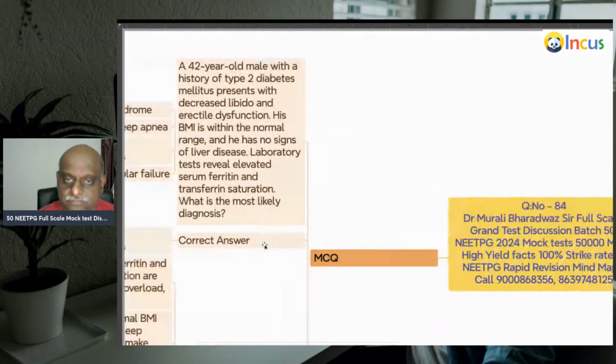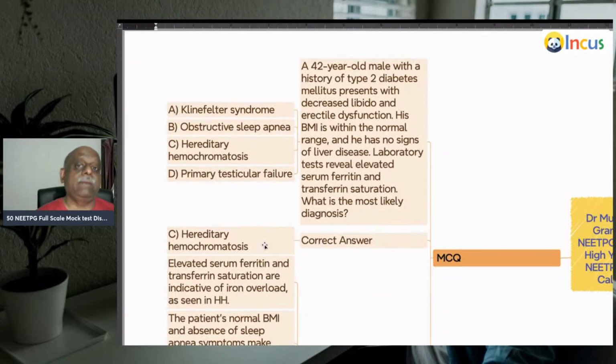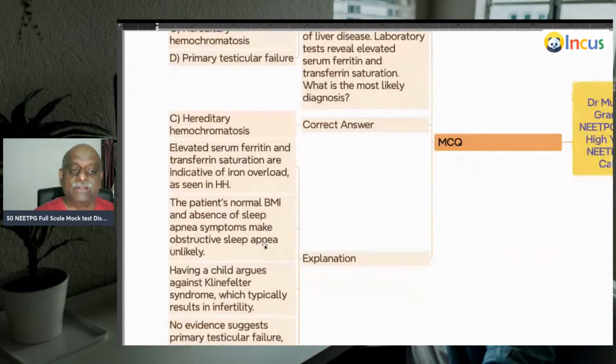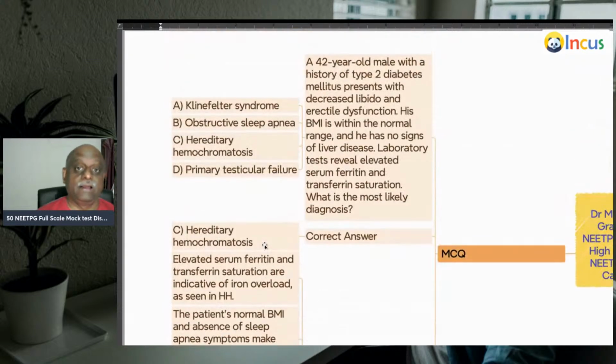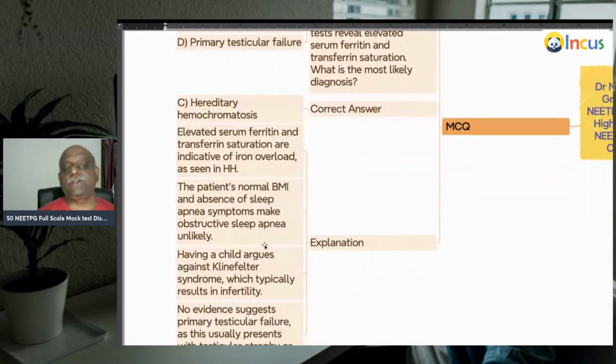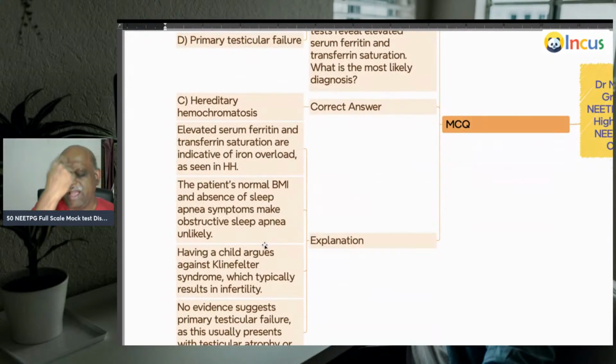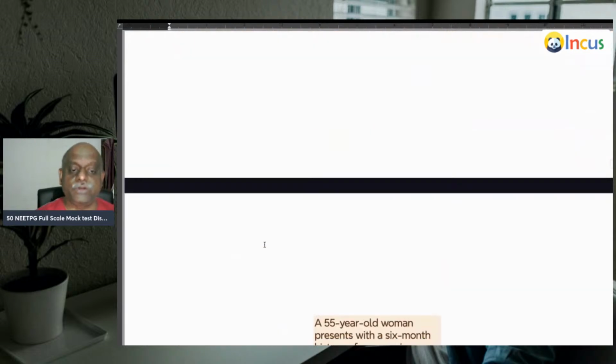A 42-year-old male with a history of type 2 diabetes, decreased libido, but BMI in the normal range, no liver disease, elevated serum ferritin, elevated transferrin saturation. So elevated serum ferritin and transferrin saturation mean iron overload, and along with the decreased libido and erectile dysfunction, there is a hypogonadotropic hypogonadism, which is hereditary. Hemochromatosis is what you need to remember.